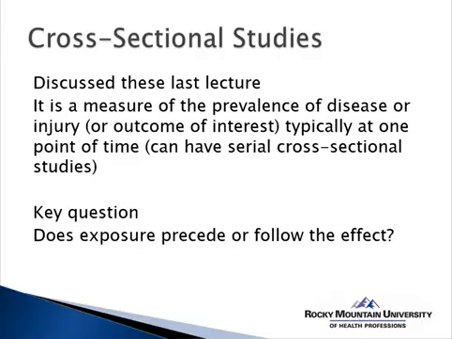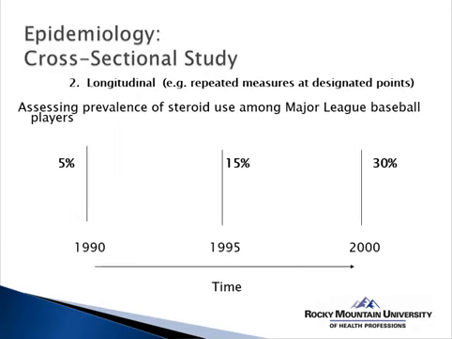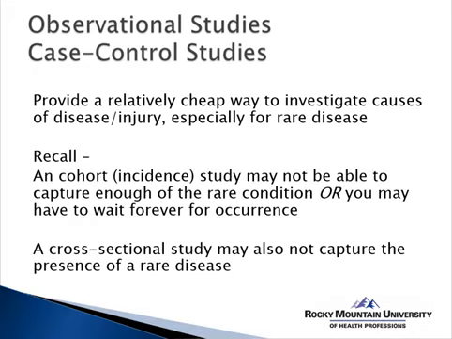Cross-sectional studies, we talked about those in the last lecture. We gave this example about cross-sectional, one point in time, and then serial or longitudinal cross-sectional types of studies. We also highlighted the strengths and weaknesses of the prevalence studies, and I won't read through these again. Now, let's talk about case control studies. I highlighted this in one of the discussion posts.